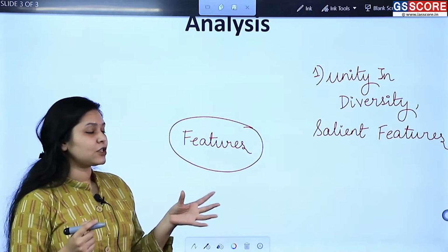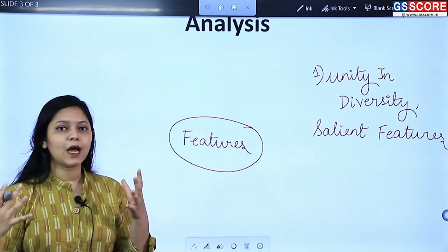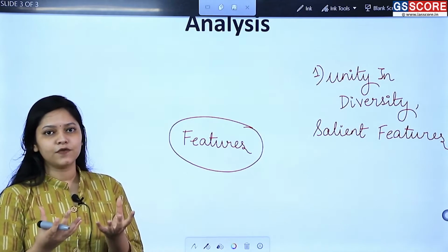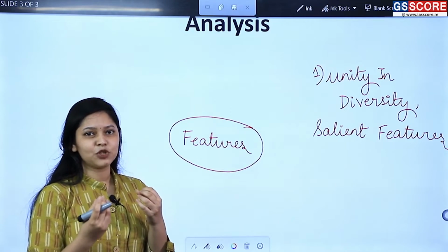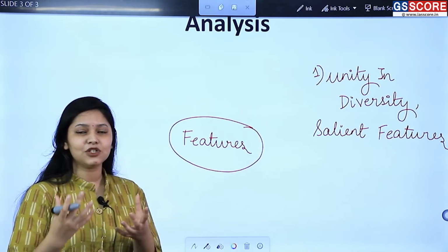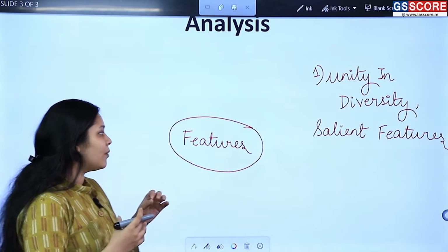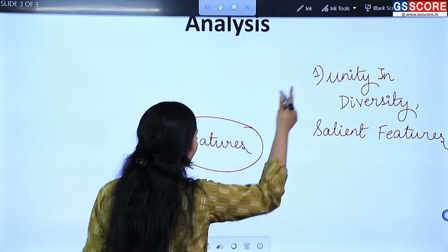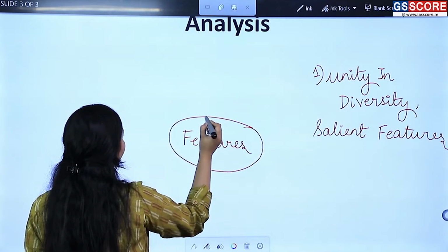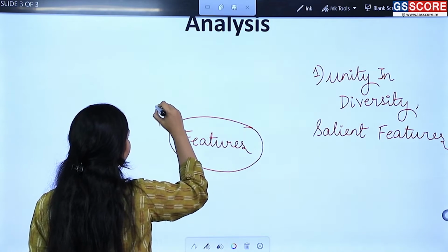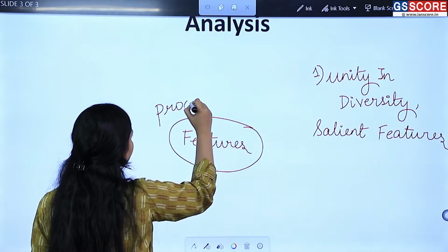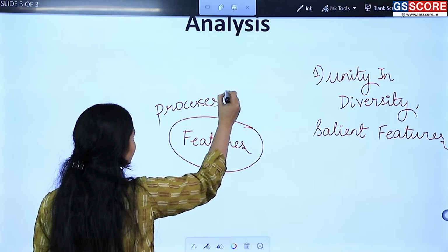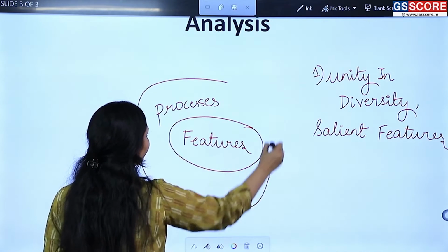Now, the pulse of this section is mostly positive. We try to look at the uniqueness in the culture of the society and the characteristic features through which we are able to understand our culture. That is the first unit. Then we look at, let us say, the processes which lead to a change in this unit of features.